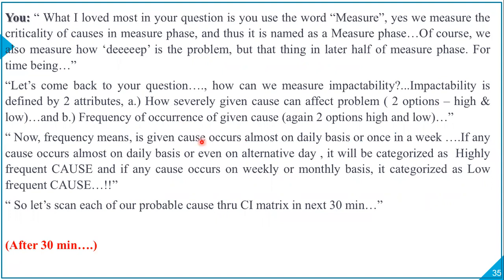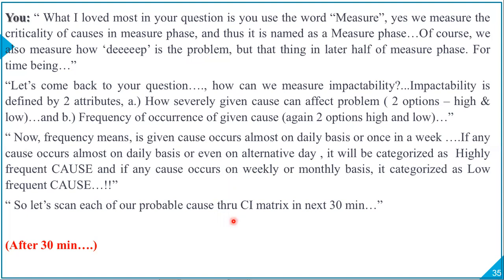Impactability is defined by two attributes. A, how severely a given cause can affect the problem. There are two options, high or low. And B, frequency of occurrence of a given cause. Again, two options, high and low. Frequency means whether a given cause occurs almost on a daily basis or once in a week. If any cause occurs almost on a daily basis or even on alternate days, it will be categorized as a highly frequent cause. And if any cause occurs on a weekly or monthly basis, it's categorized as a low frequent cause. So let's scan each of our probable causes through the CI matrix in the next 30 minutes.